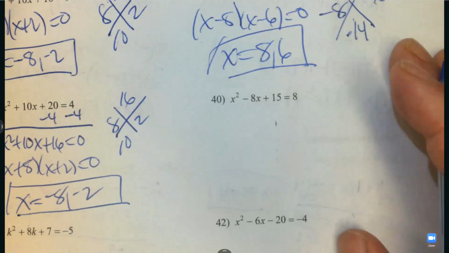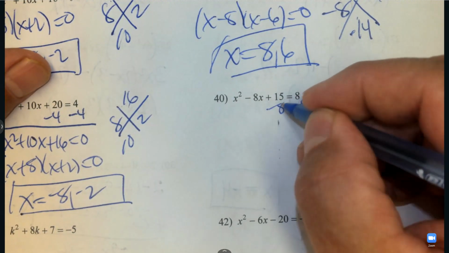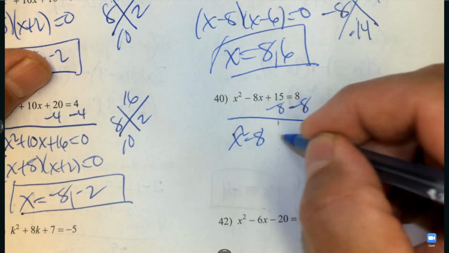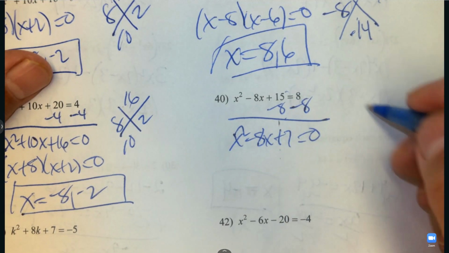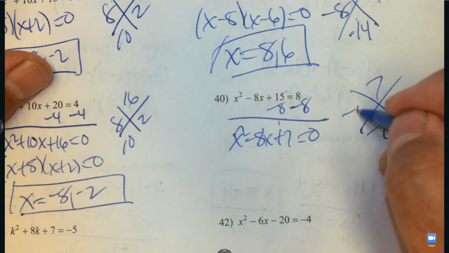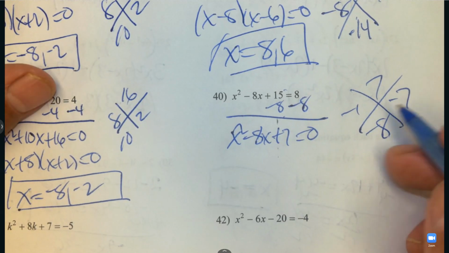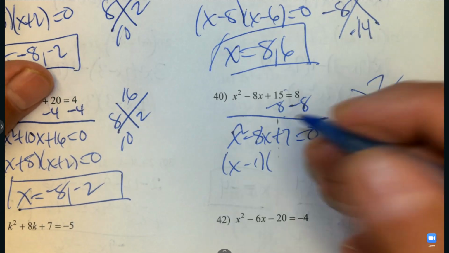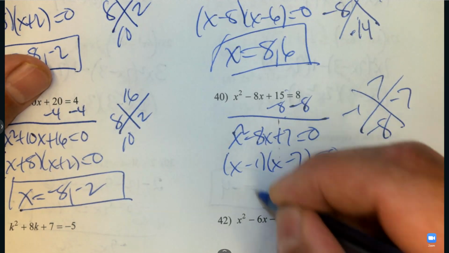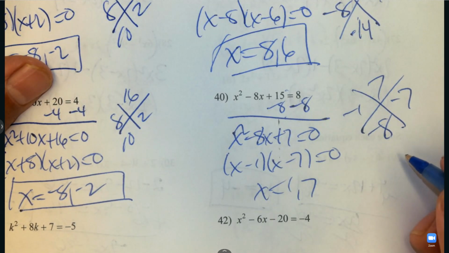Number 40, not equal to 0. Subtract 8. 15 take away 8 is 7. So we have 7 and negative 8. So the two numbers are negative 1 and negative 7 that multiply to 7 and add to negative 8. Then the opposite numbers are your solutions. That's positive 1 and positive 7.